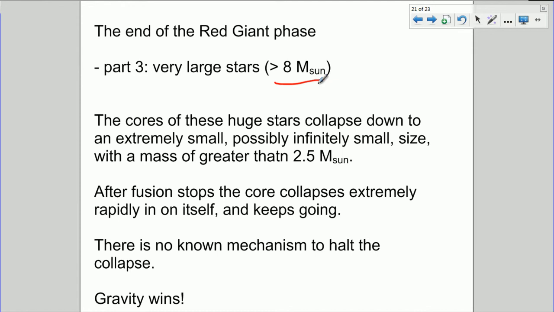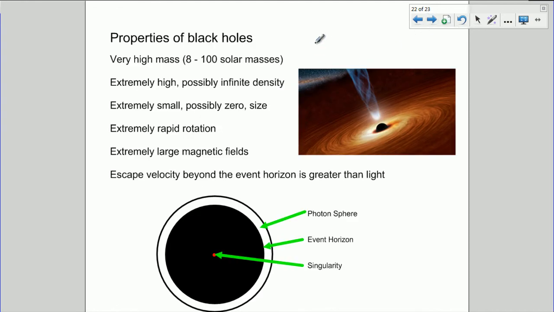There are theorized objects that we call quark stars, which I'm not going to go into here, but we don't know anything that can halt the collapse. It just keeps on going. It keeps collapsing. So you've got about 2.5 solar masses of matter collapsing in on itself and never stopping. So effectively, gravity has finally won the game, and nothing can hold the star up at this point. And when that happens, what you end up with is a black hole.